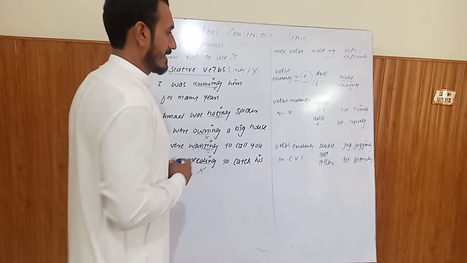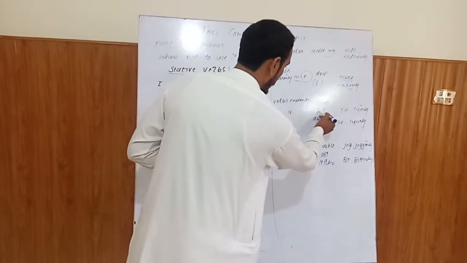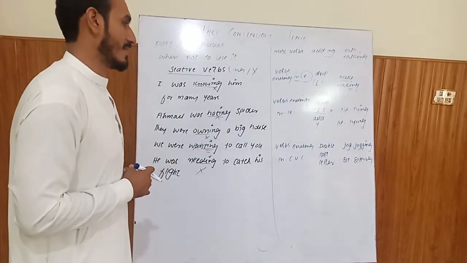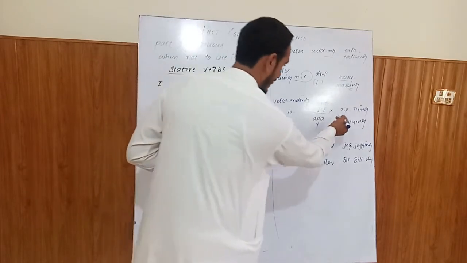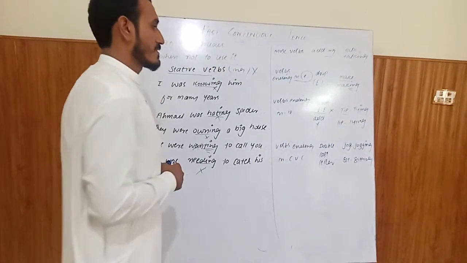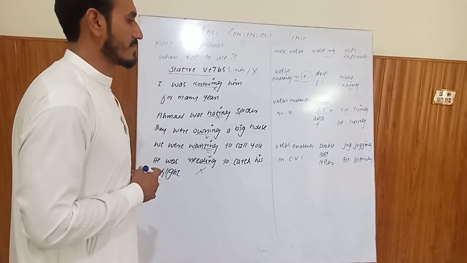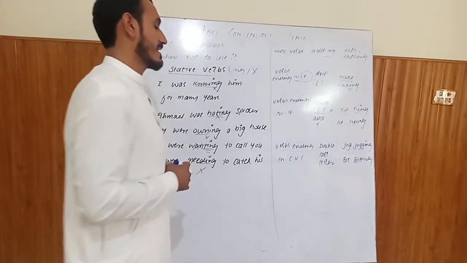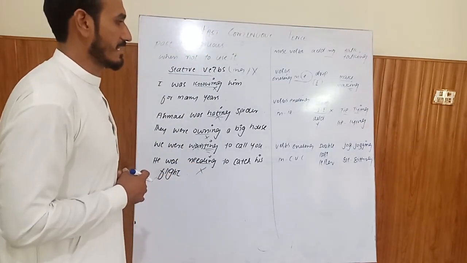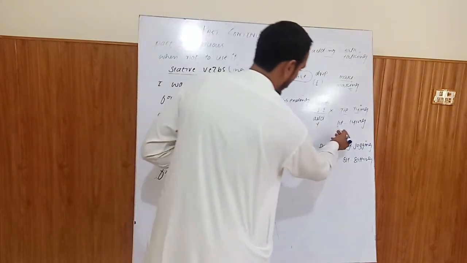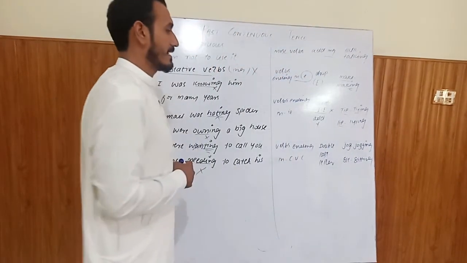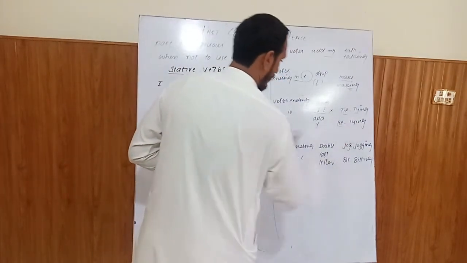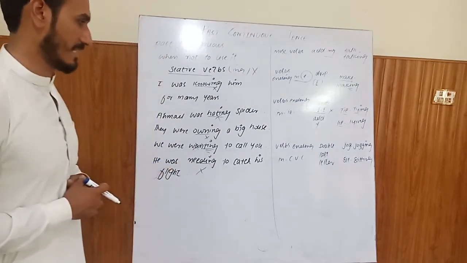Verbs ending in ie: the ie will be dropped and we put y. For example, the words ending in ie, tie, tying, and lie, lying. The ie will be dropped and we put ying. So y will be replaced here.